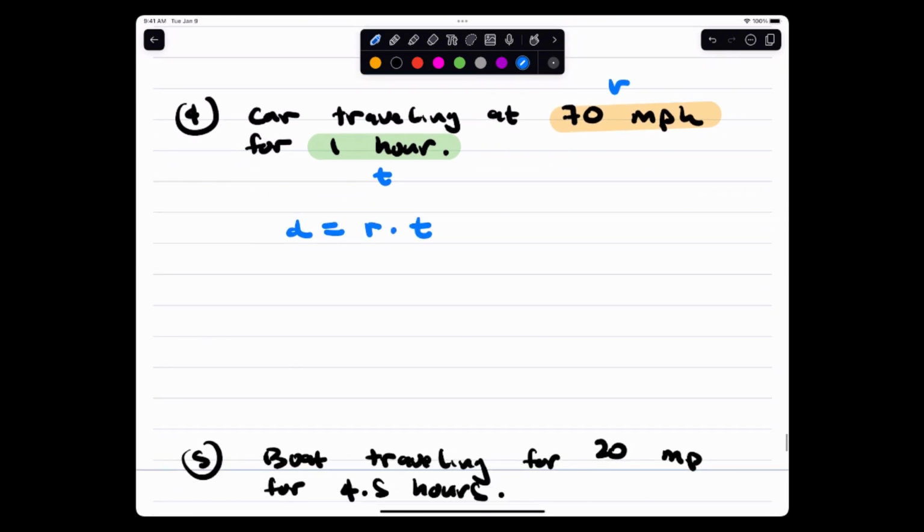So ladies and gentlemen, what's your rate? It's going to be 70 times 1. And what's 70 times 1? And again, the units are in miles. We've seen already what happened to the units. So ladies and gentlemen, here you go. Distance is 70 miles.